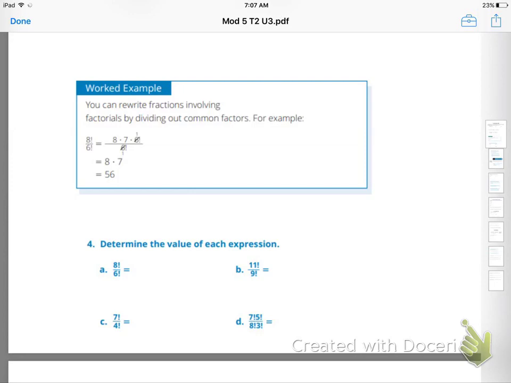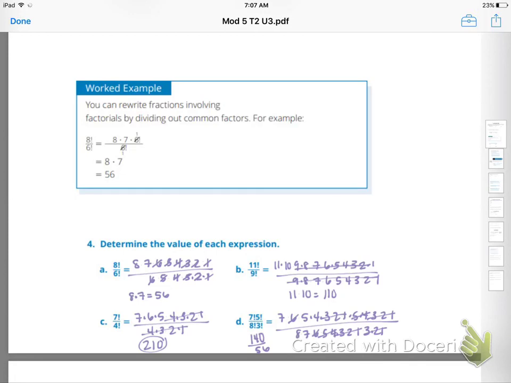So determine each value. So I want you to write these out the long way and do cancel to get your answers and multiply what's left. Okay, so what I'm going to do is I would recommend pausing the video and writing them out and doing your crossing off to find out your answers. I'm going to do it very quickly and then replay.